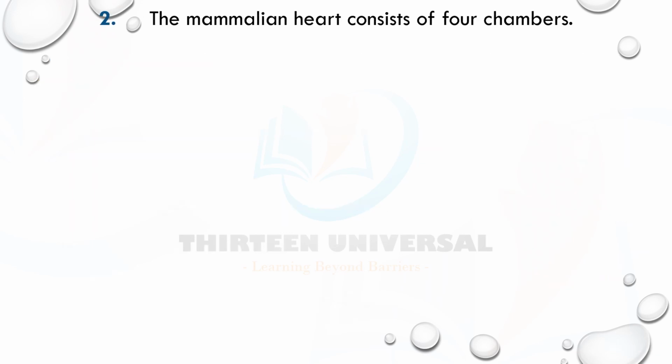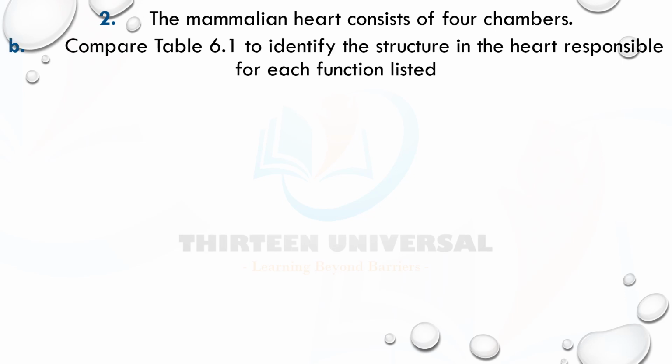The mammalian heart consists of four chambers. I've shown the four chambers. Compare with table 6.2 to identify the structure in the heart responsible for each function. I think there's a typo here, but don't worry, the question and the answer are already together. But let me ask you guys some questions, write them down.